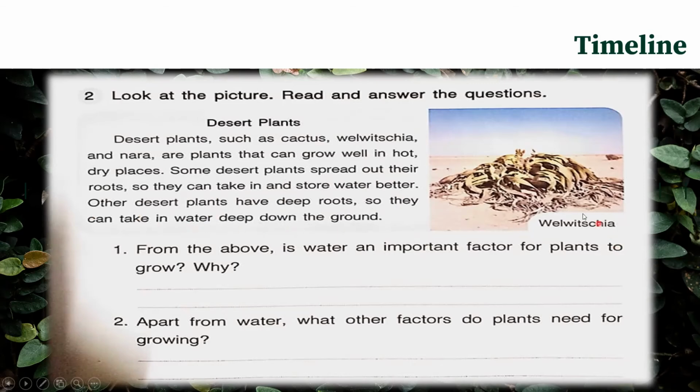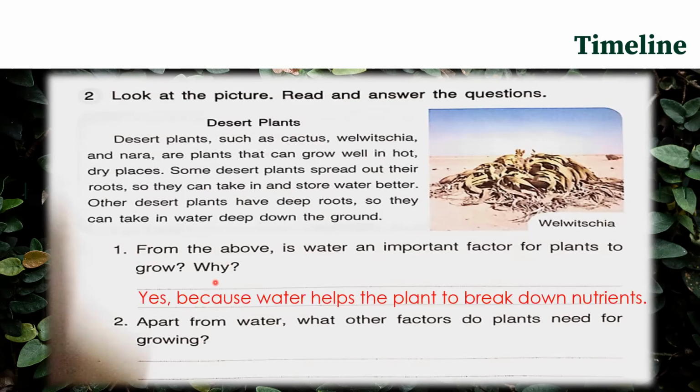So we have here a picture of a velvetua. We have to answer these 2 questions basing from this that we have just read. Okay, so let me read number 1 for you. From the above, is water an important factor for plants to grow? Why? Is it yes or no? If you said yes, then you're very good. Yes, because water helps the plant to break down nutrients.